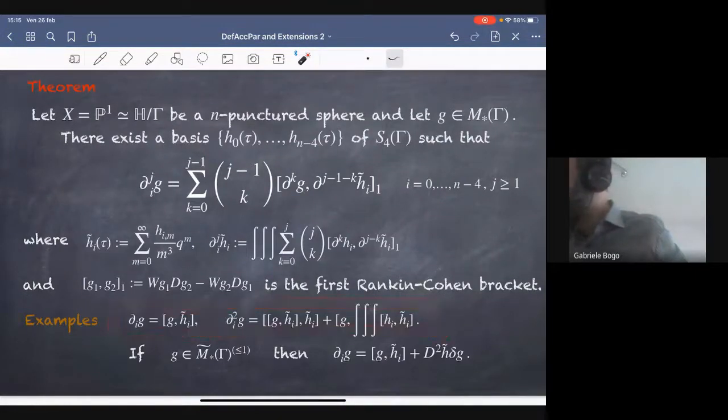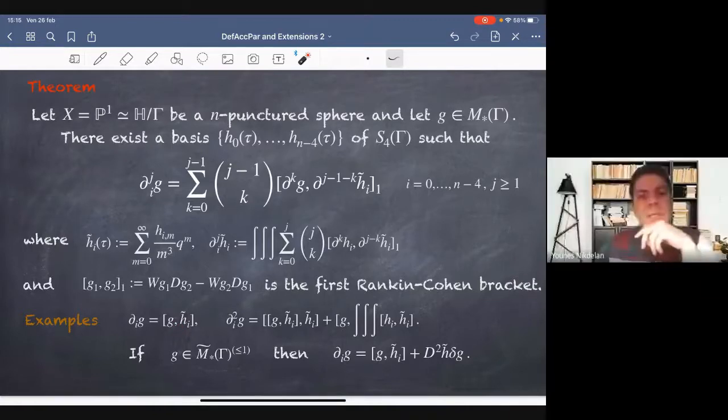So in the first case, the first deformation of a modular form is just the first Rankin-Cohen bracket of G with respect to the Eichler integral of a cusp form of weight 4 associated to the given index of the accessory parameter. So every accessory parameter will give a cusp form of weight 4, and the deformation with respect to that accessory parameter will be just the Rankin-Cohen bracket of G with respect to the Eichler integral of that cusp form.